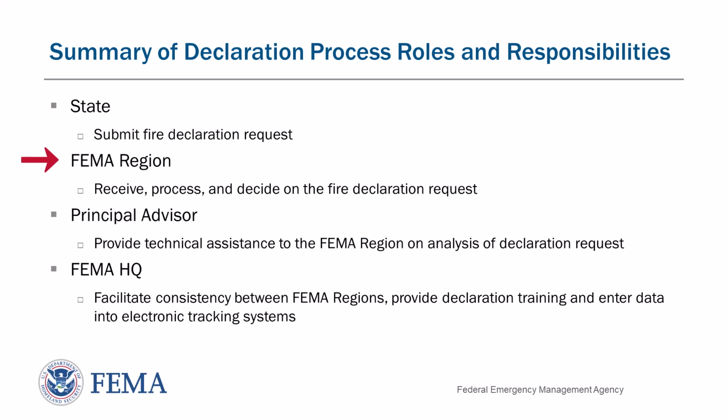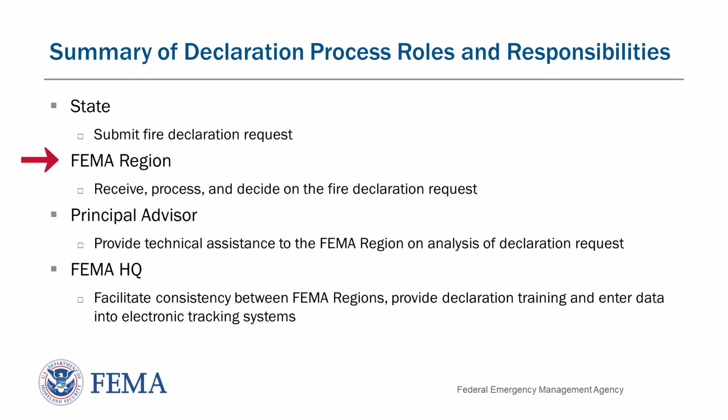FEMA's regional office will establish a means of communication and points of contact that are available around the clock, as well as regional FMAG staff to receive the declaration request and obtain the necessary information from the state for the declaration request. FEMA's fire duty liaison is responsible for verifying the request completeness, requesting an assessment of the fire from the principal advisor, and forwarding the complete request to the regional administrator.